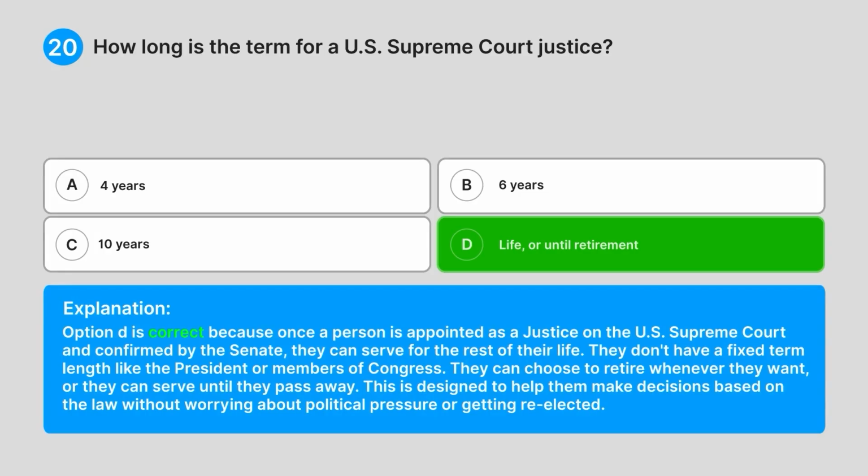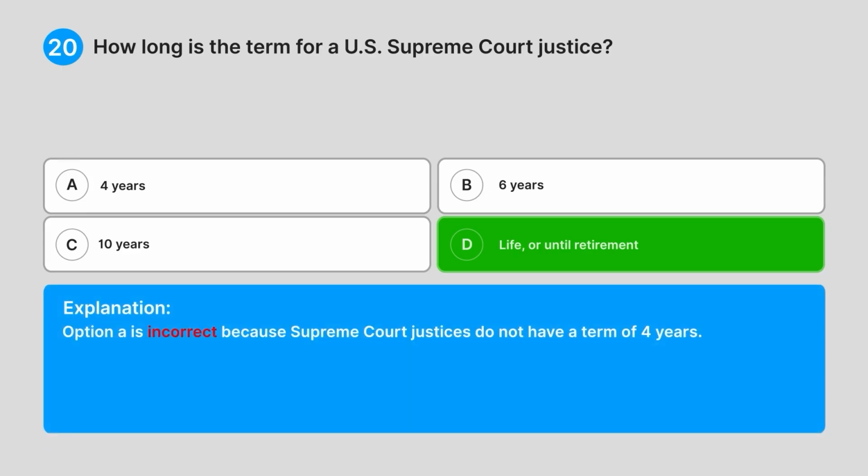Explanation. Option D is correct because once a person is appointed as a justice on the US Supreme Court and confirmed by the Senate, they can serve for the rest of their life. They don't have a fixed term length, like the President or members of Congress. They can choose to retire whenever they want, or they can serve until they pass away. This is designed to help them make decisions based on the law without worrying about political pressure or getting re-elected.